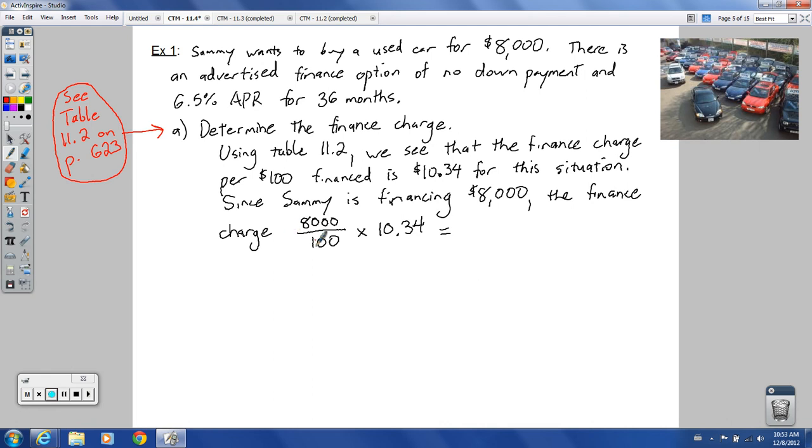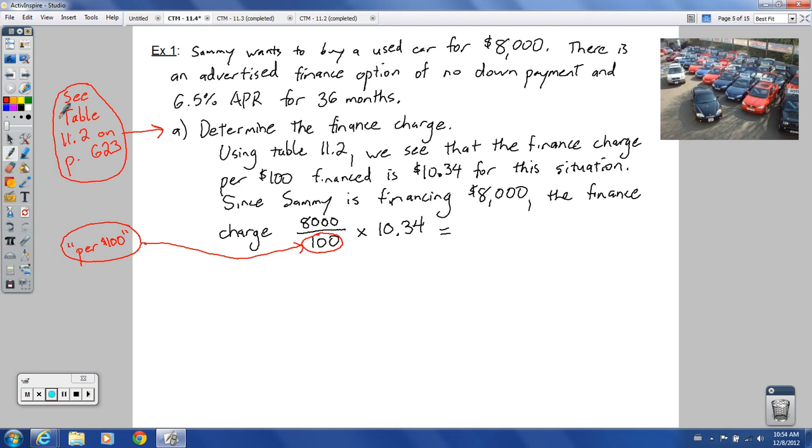And so let's also make a little side note in a different color off to the side here. Why am I dividing by 100 again? When you look at this later, I think this will help remind you that we're doing that because it's per $100. So it's per $100 financed. Per, think of divided by.